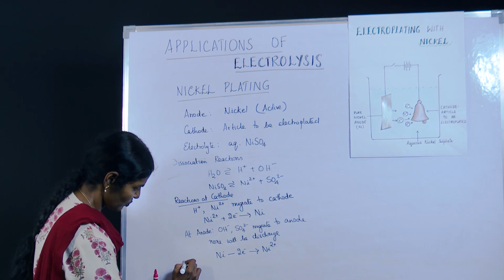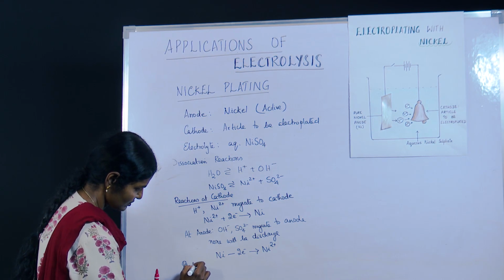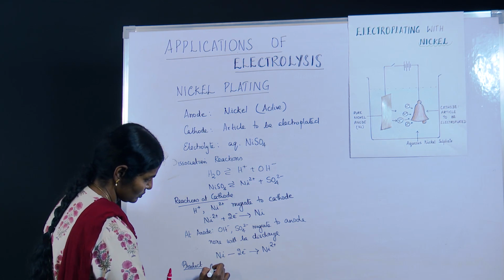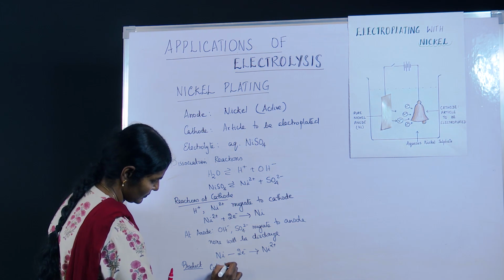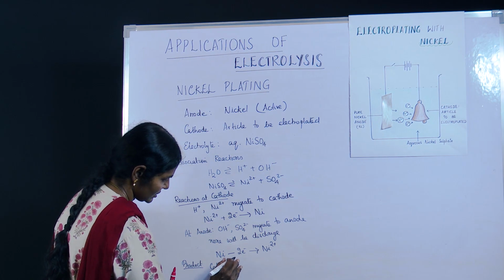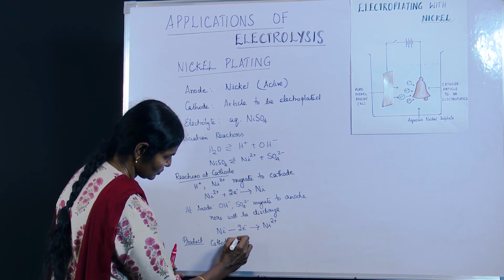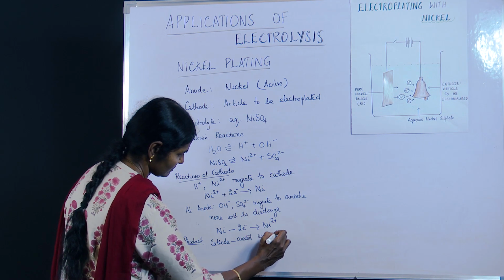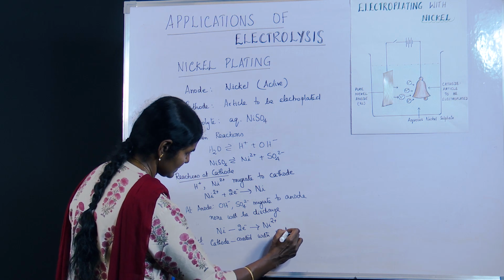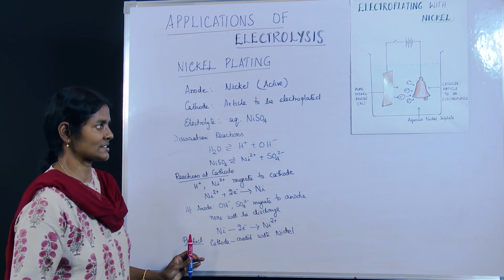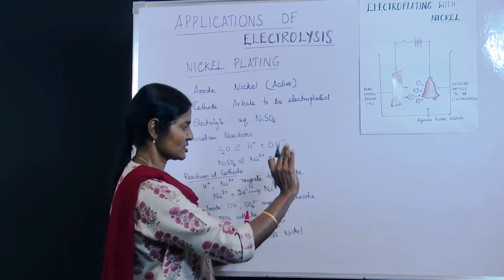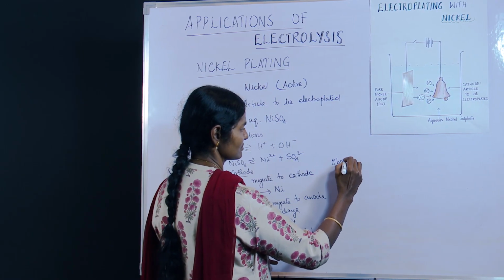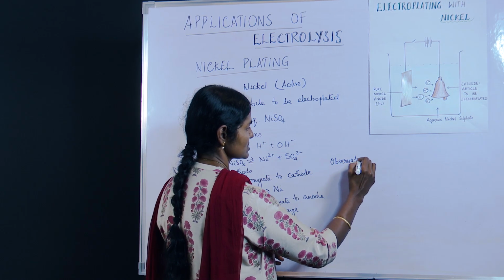Now if we move on to the product, what do you get? You will get a cathode mass that will increase, and the cathode is coated with nickel. This is what happens at the product side. So as it slowly goes, let us see the final observation, how this nickel plating goes about.